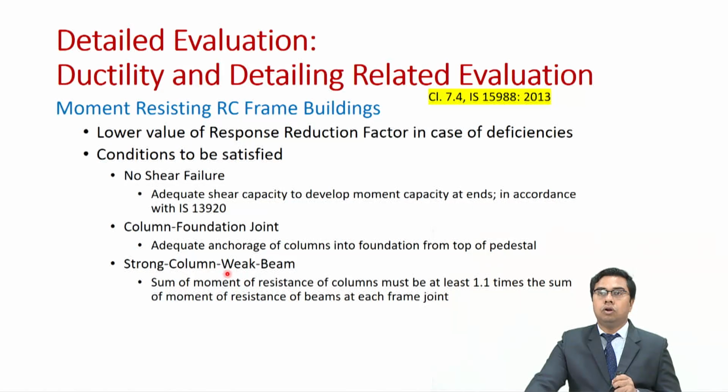Then the strong column weak beam philosophy has been followed. It tells that the sum of moment of resistance of columns must be at least 1.1 times the sum of moment of resistance of the beams at each frame joint. Our code IS 13920 gives a higher value of 1.4, which means that if you have detailed as per IS 13920, then it will always be satisfied. But if you have not used that, or if you have a building which is designed and constructed before that code came into picture, then you need to check whether this strong column weak beam philosophy is satisfied or not.